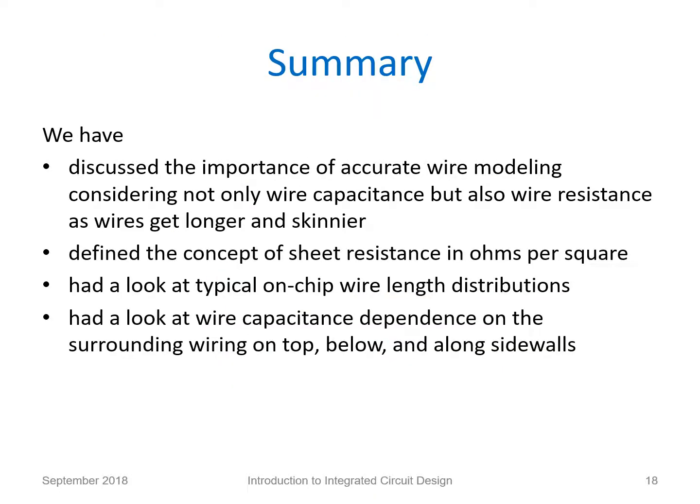So in summary, we have discussed the importance of accurate wire modeling, considering not only wire capacitance, but also wire resistance as wires get longer and skinnier. We have defined the concept of sheet resistance in ohms per square. We have had a look at typical on-chip wire length distributions, and we have had a look at wire capacitance depending on the surrounding wiring on top, below, and along the side walls of the wires.